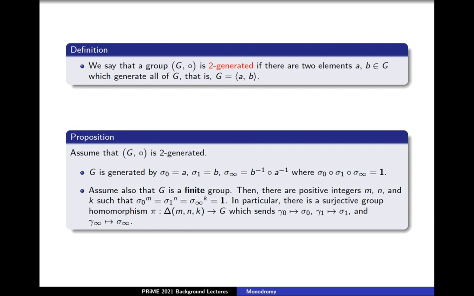Assume also that G is a finite group. Then there are positive integers m, n, and k such that sigma 0 to the m equals sigma 1 to the n equals sigma infinity to the k equals the identity. In particular, there is a surjective group homomorphism pi from delta of m, n, k to G, which sends gamma 0 to sigma 0, gamma 1 to sigma 1, and gamma infinity to sigma infinity.